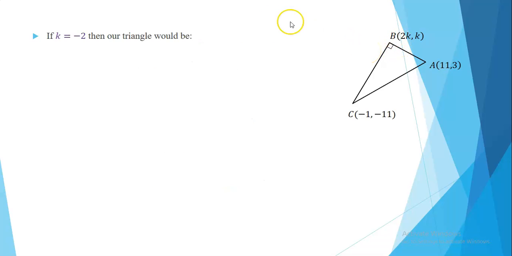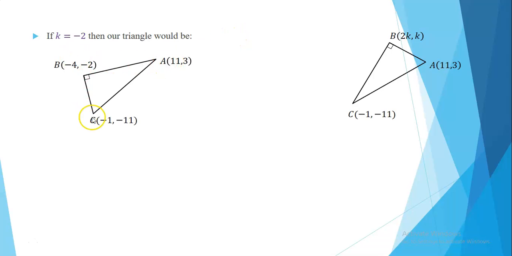Just to finish this off, if k is equal to -2, which was our one solution, then our triangle would become ABC, where B is (-4, -2). All you do here is take this k equals -2 and sub it into this coordinate. So 2 times minus 2 is minus 4, and k is just minus 2. So this would be the triangle when k equals minus 2.